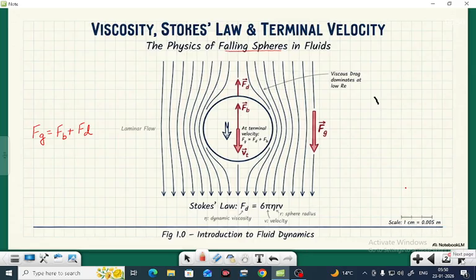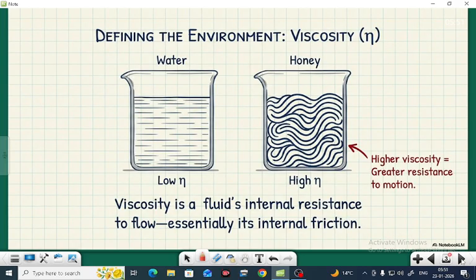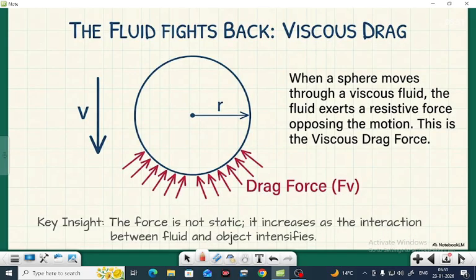The next page, we will define the environment viscosity eta. Here we have taken honey, it is low eta, that is low viscosity, and high eta, higher viscosity, means greater resistance to motion. Viscosity is a fluid's internal resistance to flow, essentially its internal friction. The fluid fights back: viscous drag.